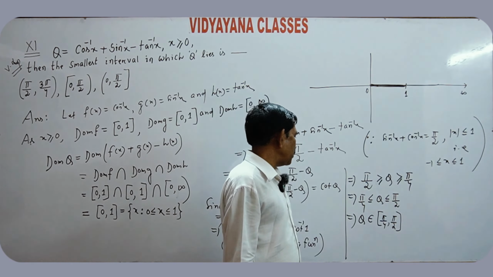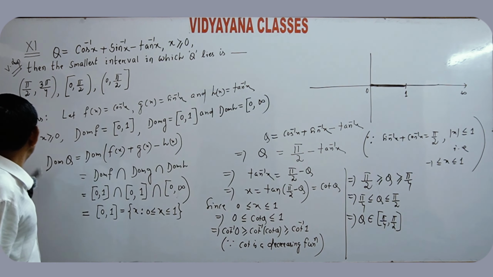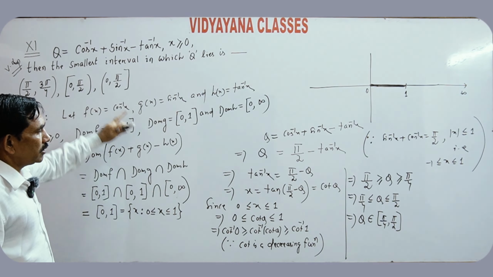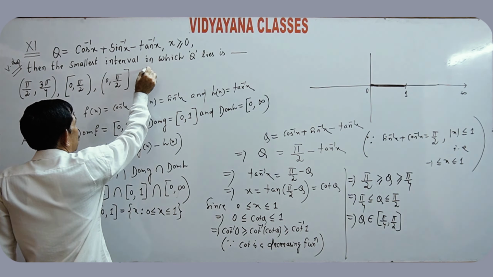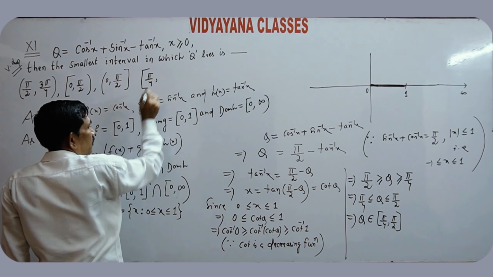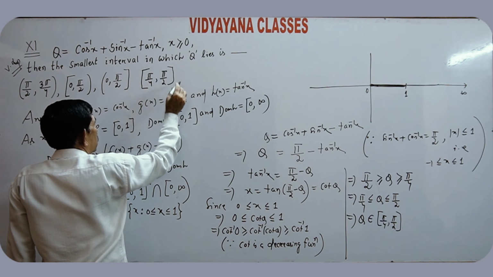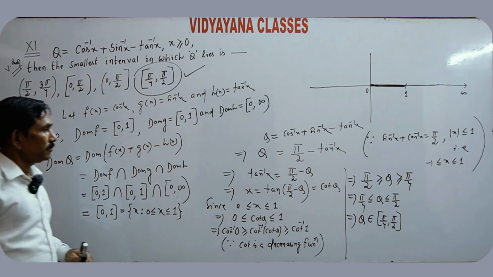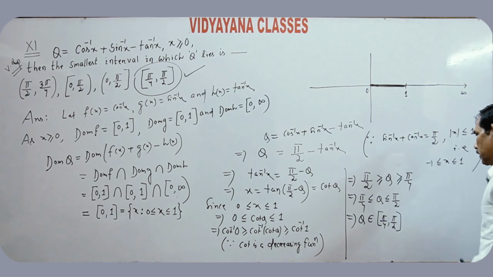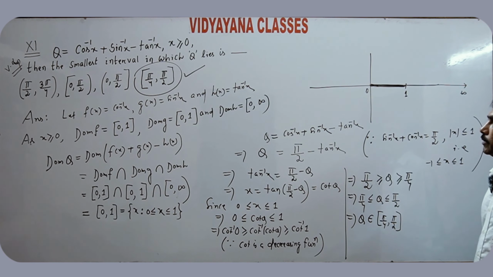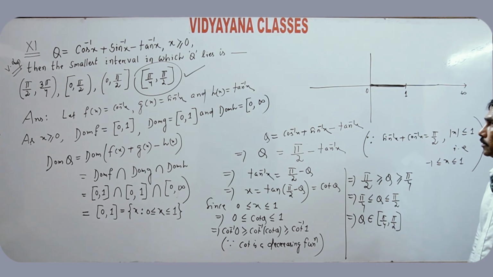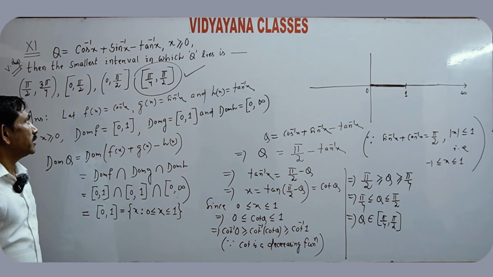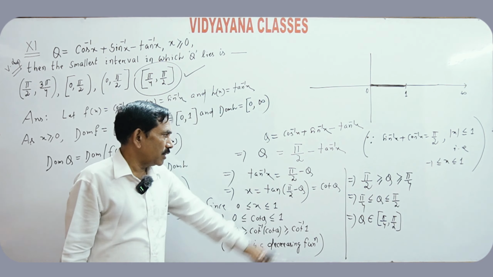This is the smallest interval in which theta lies. First option, second option, third option: the answer is not given. The fourth option, that is (pi by 4, pi by 2], is the correct option. It is an entrance question. Theta is the smallest interval, that interval is [pi by 4, pi by 2], in which theta is equal to cos inverse x plus sin inverse x minus tan inverse x, greater than or equal to 0. It is the smallest interval. Clear?